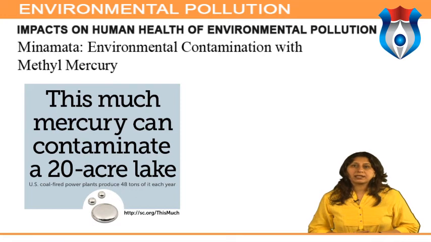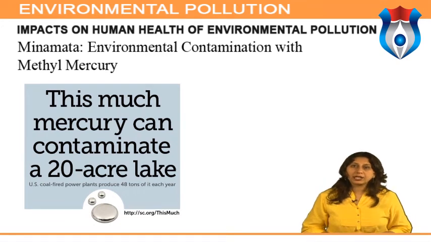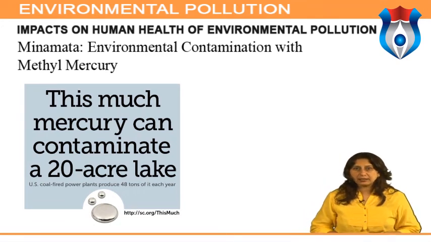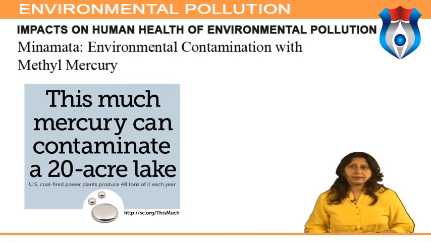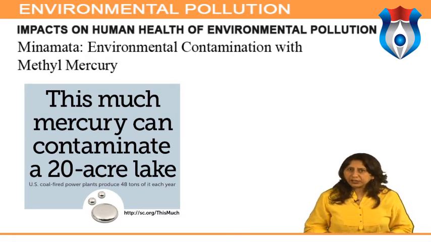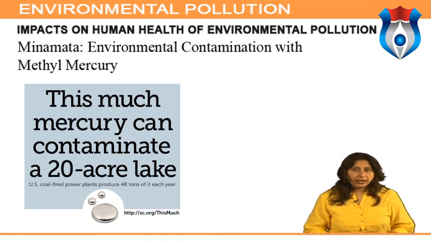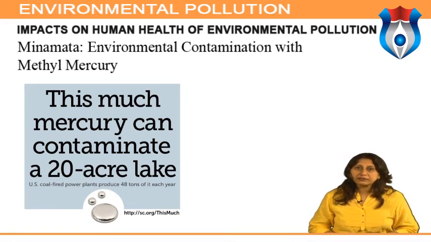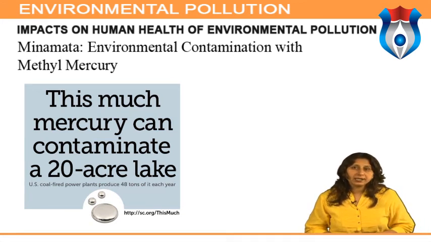Minamata: environmental contamination with methyl mercury. In Minamata, Japan, inorganic mercury was used in the industrial production of acetaldehyde. It was discharged into the nearby bay as wastewater and was ingested by organisms in the bottom sediments. Fish and other creatures in the sea were soon contaminated, and eventually residents of this area who consumed the fish suffered from MEHG, methyl mercury intoxication, later known as the Minamata disease.